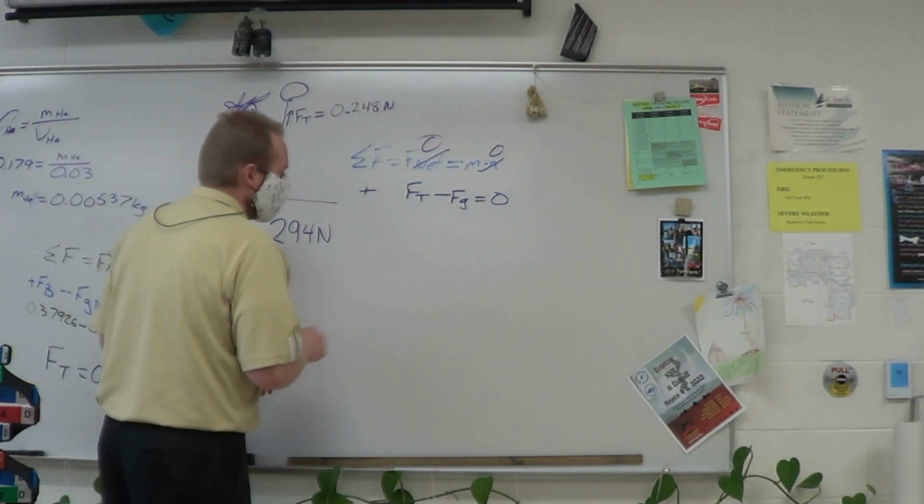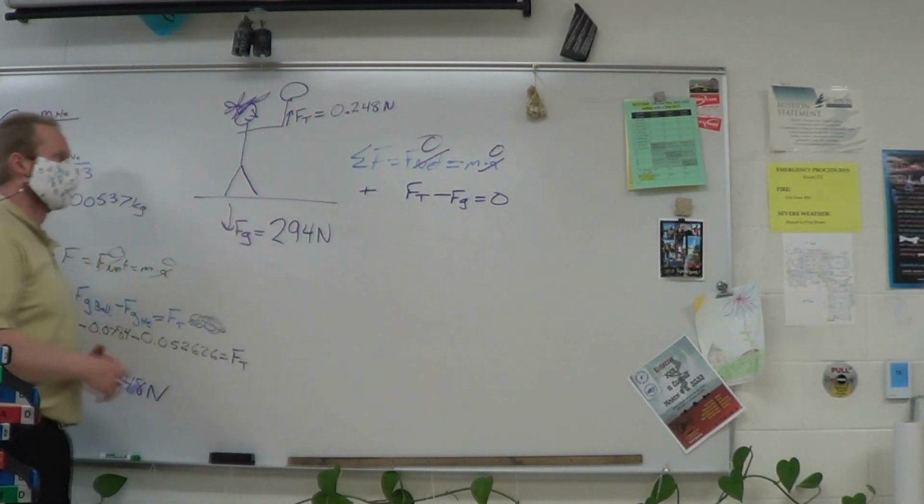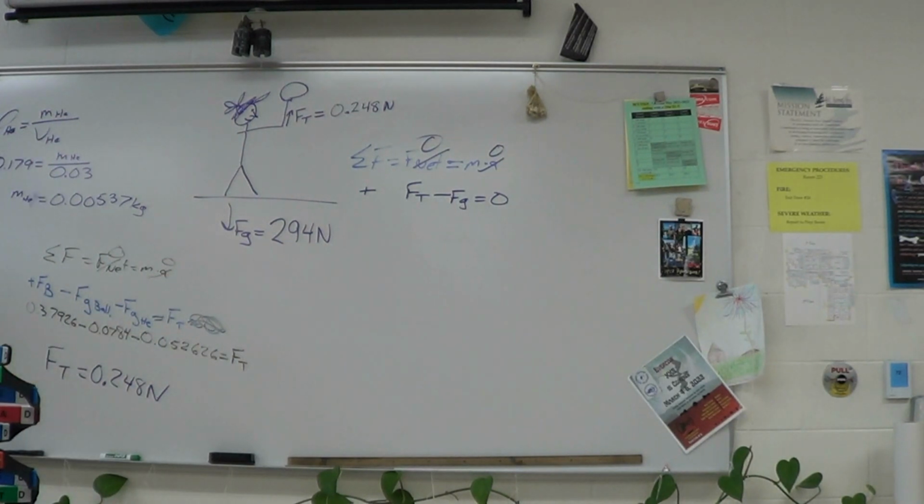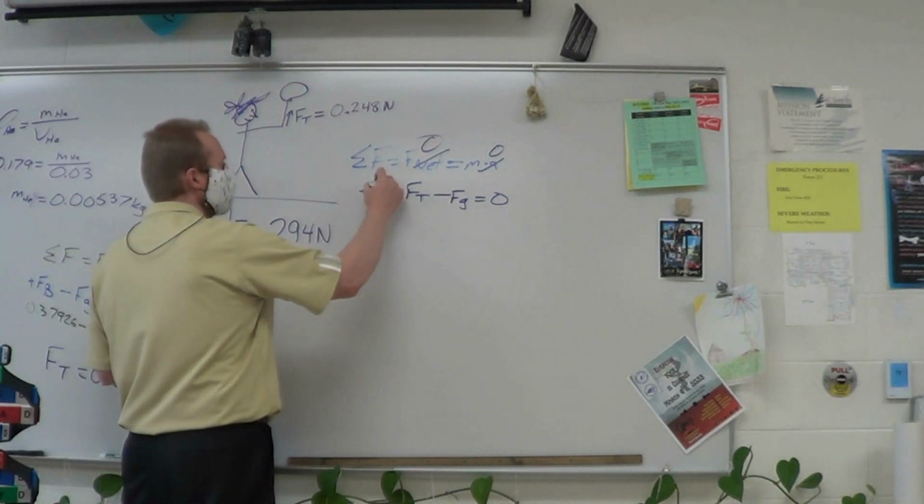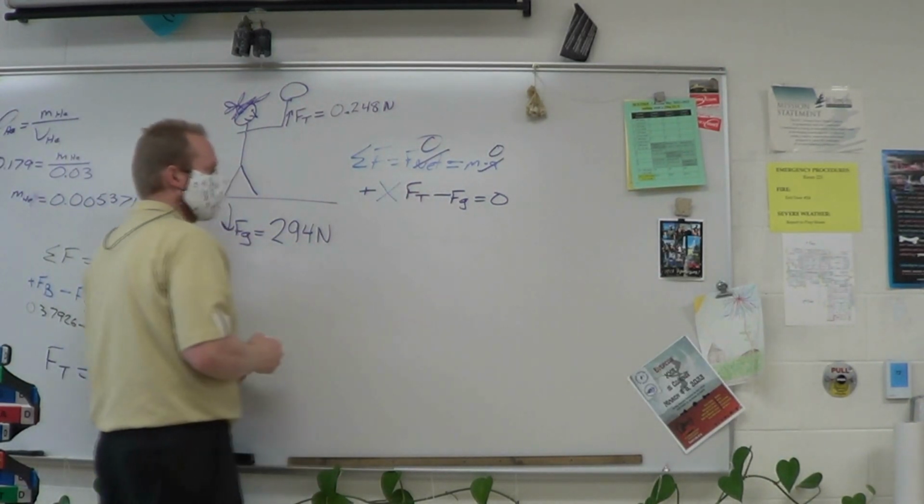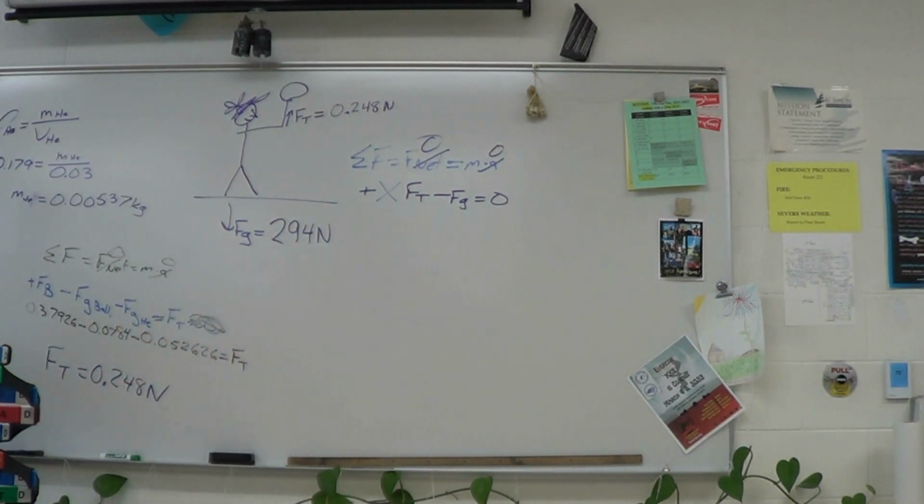Now, if I give Russell one balloon, it's going to lift upwards on him at 0.248. If I give him two balloons, it's going to be twice that much. If I give him three balloons, it's going to be 3 times that, and so on and so on and so on. So what we're trying to figure out is how many, or X number of balloons, where X represents the number of balloons it'll take to lift Russell up. And that's what we're solving.